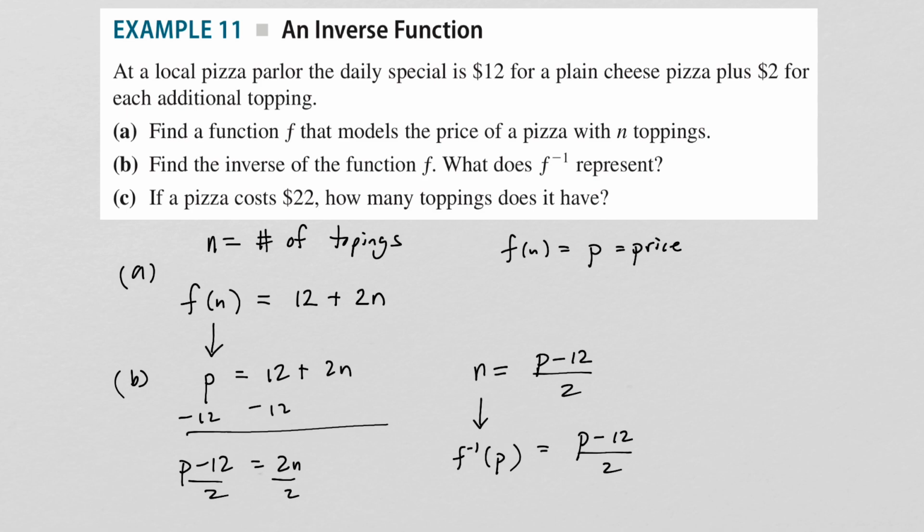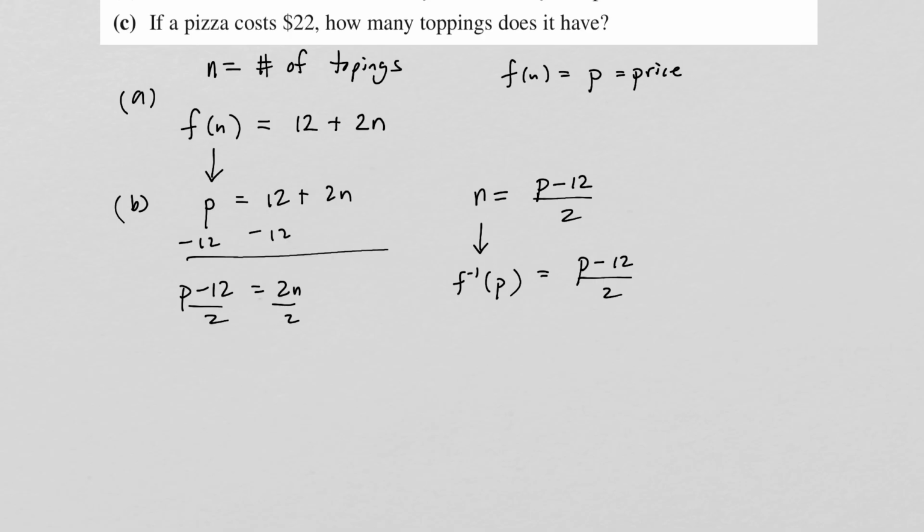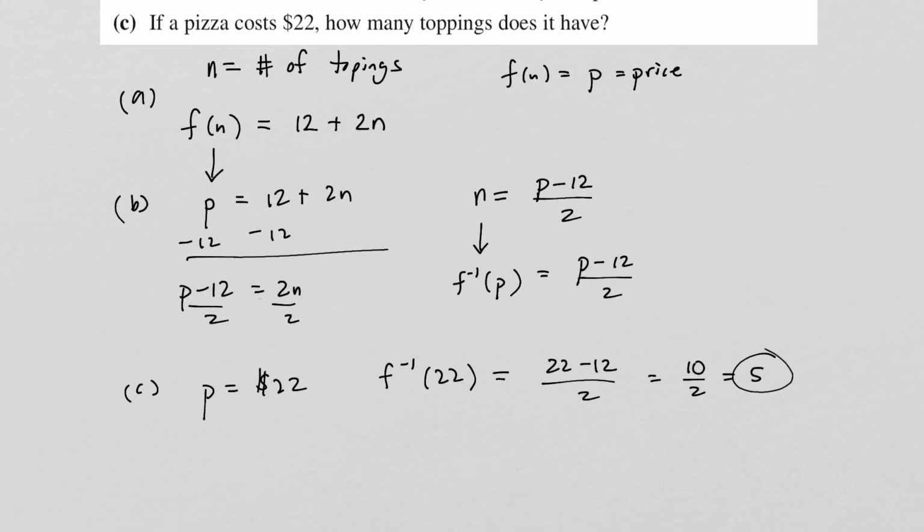So what does this represent? Well, it represents the number of toppings that you get when you're given a certain price. So for example, in part C, if a pizza costs $22, how many toppings do you get? So f inverse of 22 is going to be 22 minus 12 divided by 2. This is 10 divided by 2, which is 5. So that means a pizza that costs $22 must have 5 toppings.